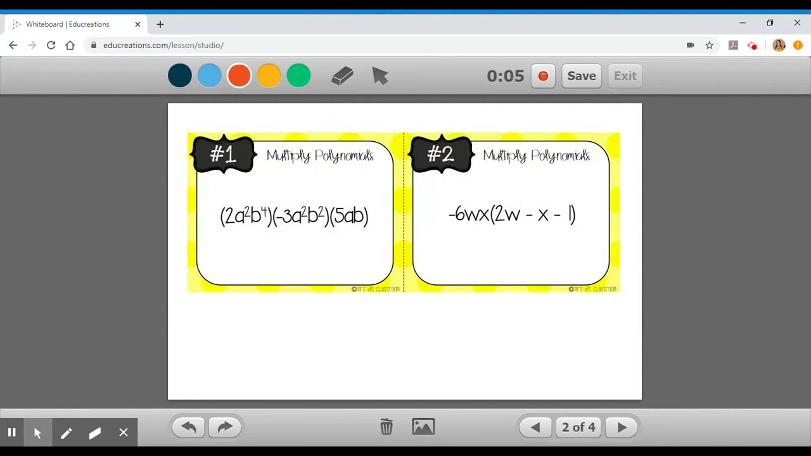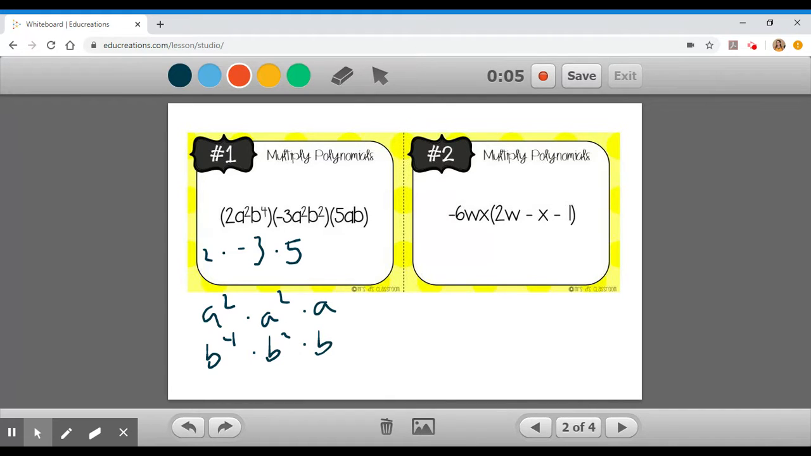All right, a lot of people mentioned problem 1 and problem 2. So one thing I want to point out, if you look at problem 1, there's no addition or subtraction. It's a monomial times a monomial times a monomial. So that means all we're really going to do is regroup. We're going to say, all right, my coefficients are 2 times negative 3 times 5. My a values, I have a squared times a squared times a. B values, I have b to the 4th times b squared times b.